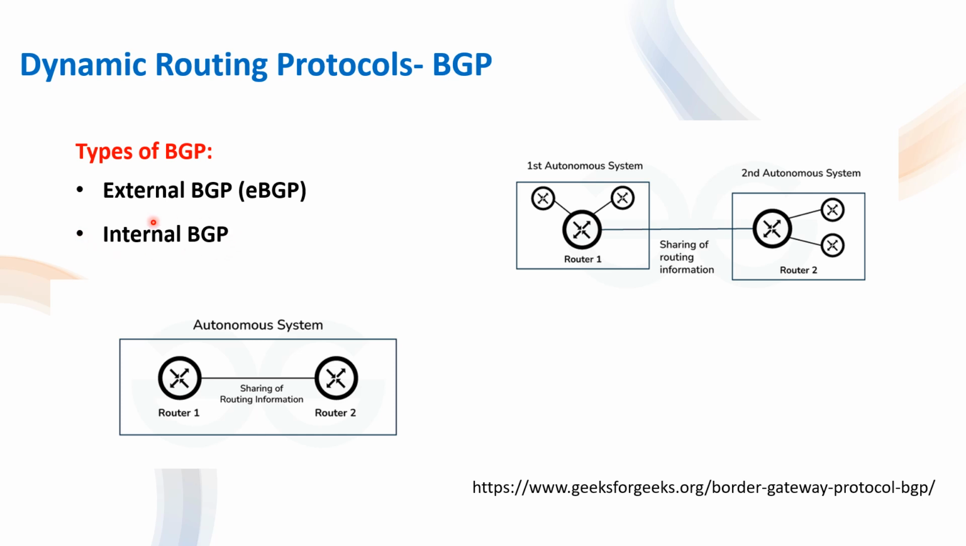The second one is internal BGP. It manages the exchange of routing information within the autonomous system. It is utilized with large organizations to maintain consistent routing information across multiple routers, ensuring efficient internal data flow. It operates within a single autonomous system, providing central control over internal routing policies. It helps in maintaining a unified view of the network's topology among all routers in the autonomous system.